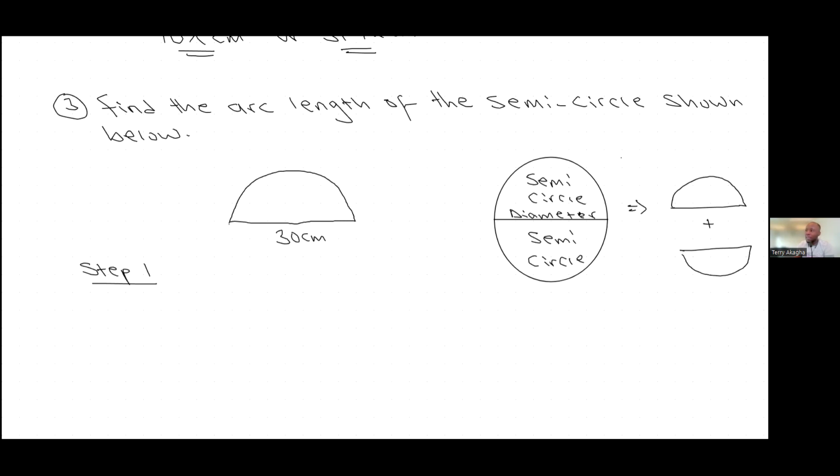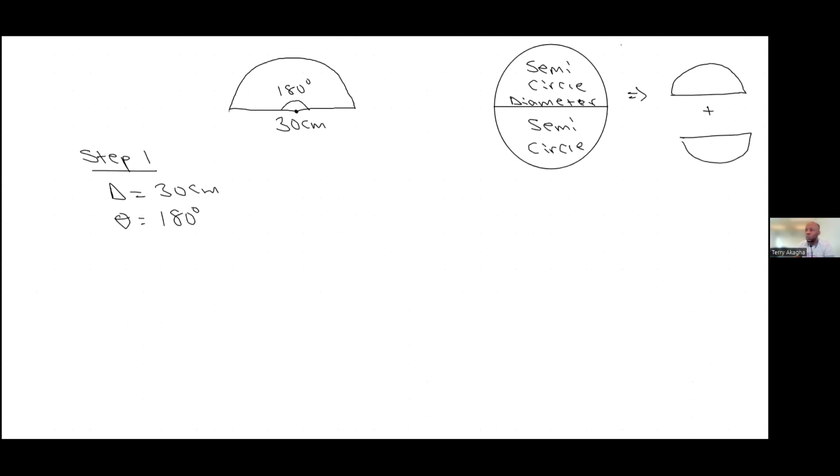So that means the 30 centimeter here is a what? A diameter, and the diameter is 30, all right? Then, what do you think the angle is going to be? The angle on the straight line. The angle on the straight line is what? 180 degrees. So the theta here is going to become 180 what? Degrees. Now we've had that, we now go to step 2.